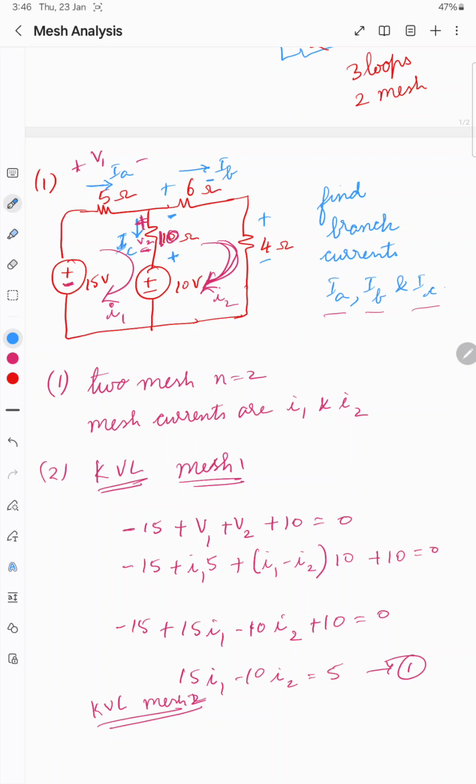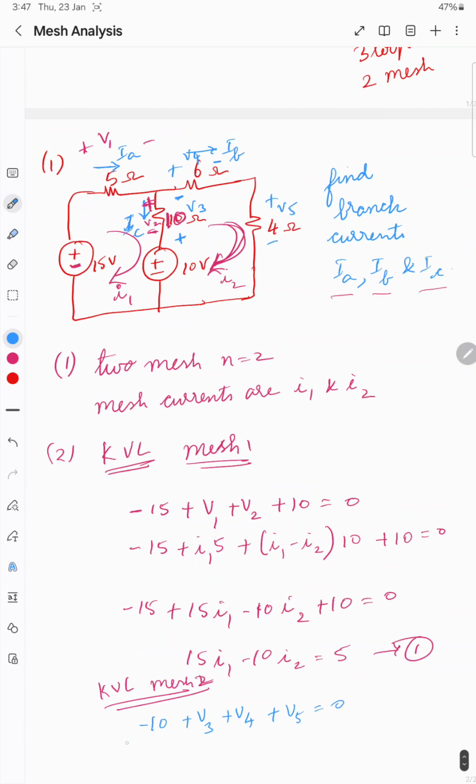Okay, so let me say the voltage drop for mesh 2, this is V3. This would be V4, and let me give the name V5 for the voltage drop. Okay, so the current is entering minus 10 volt. So it is minus 10 plus V3 plus V4 plus V5 is equal to 0.